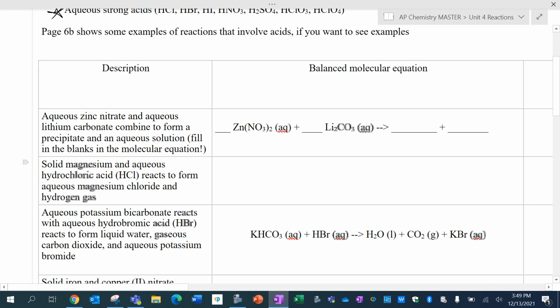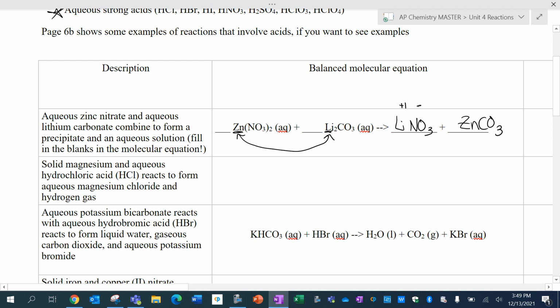We've got zinc nitrate and lithium carbonate. Notice that the formulas here are already given. In this type of reaction, the pattern is, we've got two aqueous compounds, and the metals are going to swap places with each other, which means the lithium is going to go with the nitrate and the zinc is going to go with the carbonate. So the first thing I'm going to do is write down the symbols and figure out who's paired with who. Then to figure out what the subscript should be, I'm going to look at the charges.